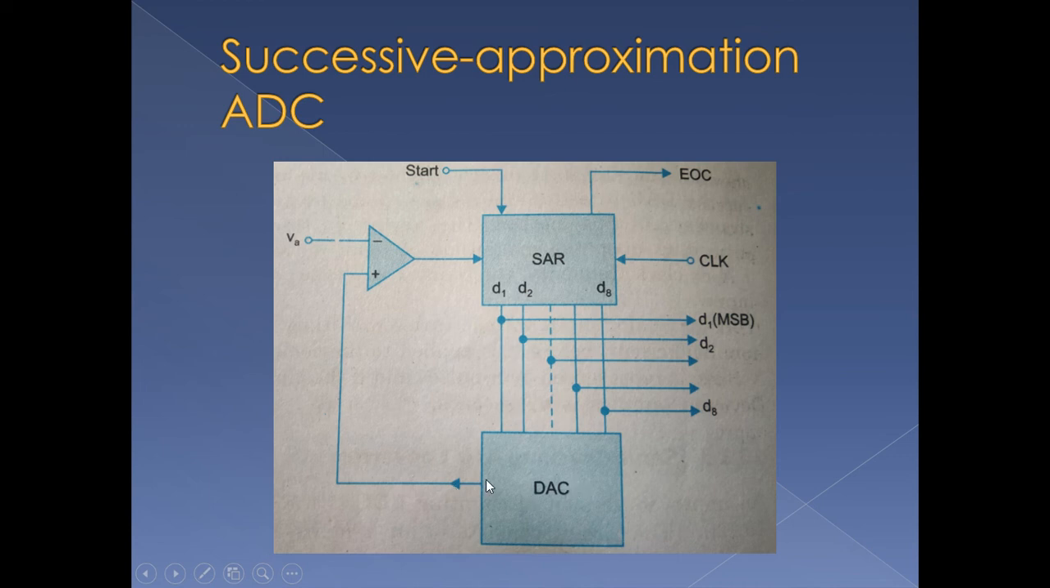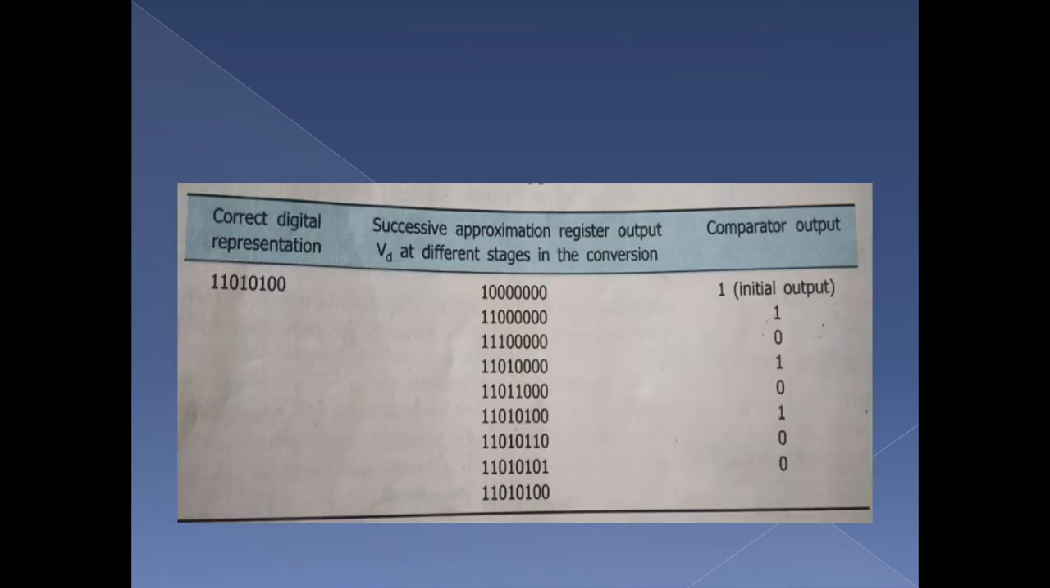The analog output of the DAC is VD, which is compared with the input VA, and the comparator produces an output. If VA is greater than VD, it produces 1. If VA is less than VD, it produces 0. If both are equal, it produces 1. This is how the process goes. For example, we consider a correct digital representation of 1 1 0 1 0 1 0 0.